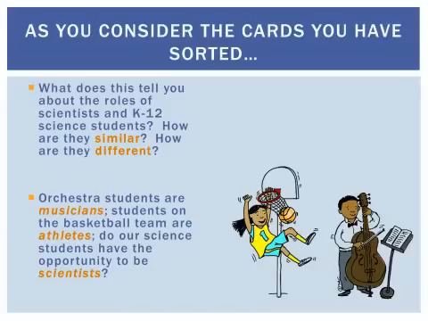As you consider the cards you've sorted, what does this tell you about the roles of scientists and K-12 science students? How are they similar? How are they different? Also, orchestra students are musicians, students on the basketball team are athletes. Do our science students have the opportunity to be scientists? Pause the video while you consider these questions with your group.